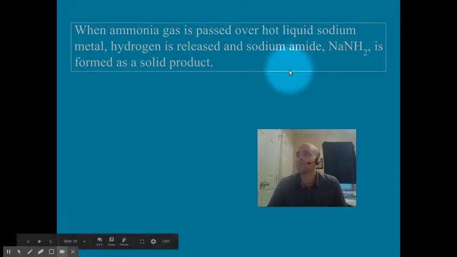So my result would be just like what I said, NH3 gas plus Na liquid, yields H2 as a gas, and then sodium amide as a solid. Okay, notice I'm putting all the state symbols here.